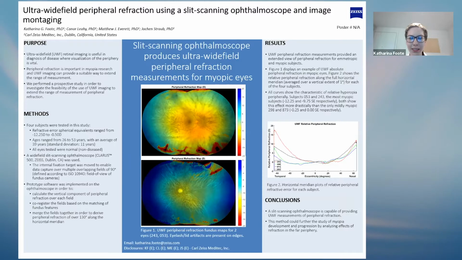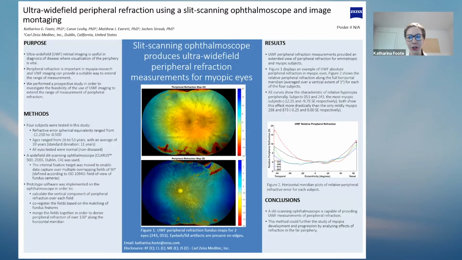Figure 1 displays examples of ultra-wide field absolute peripheral refraction in 2 highly myopic eyes. Here, cooler colors indicate refraction trending towards hyperopia, whereas warmer colors represent refractions in the direction of myopia. Figure 2 shows the relative peripheral refraction along the full horizontal meridian, which was averaged over a vertical extent of 1 degree for each of 4 subjects.